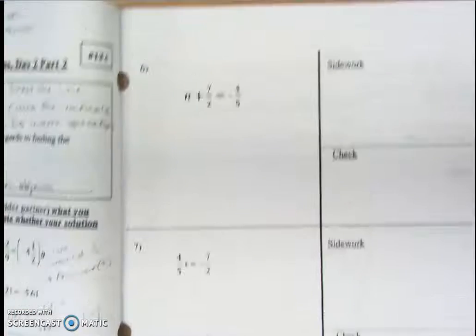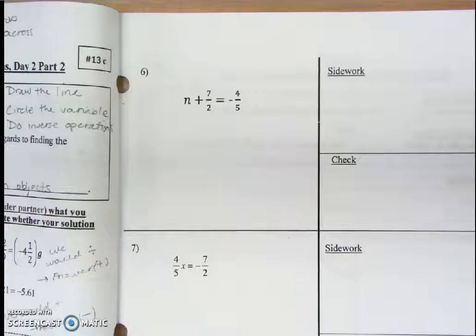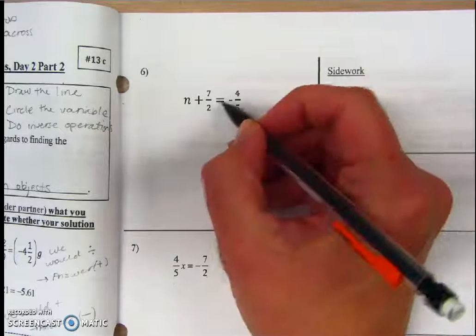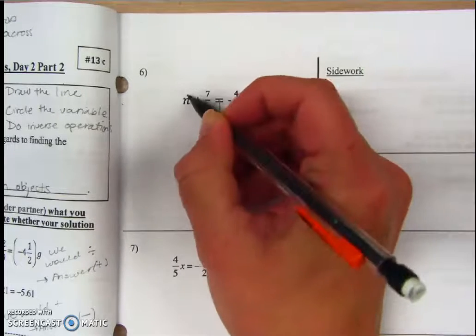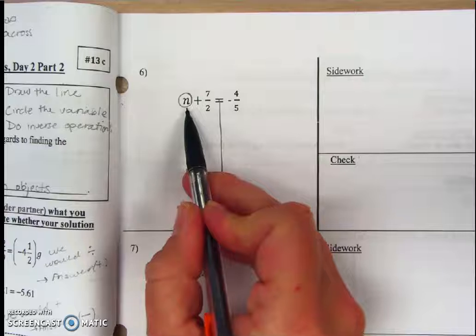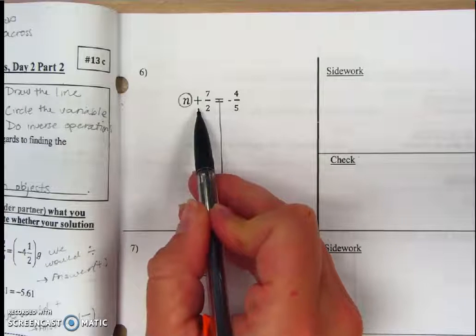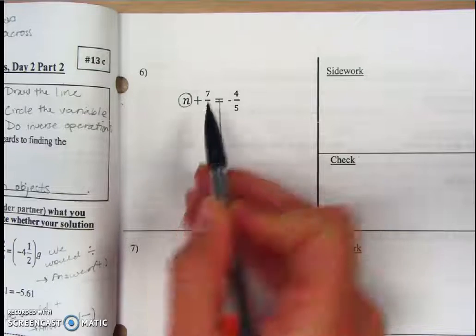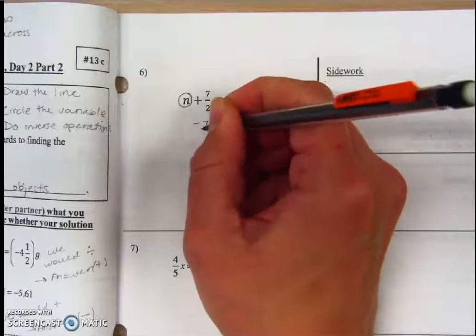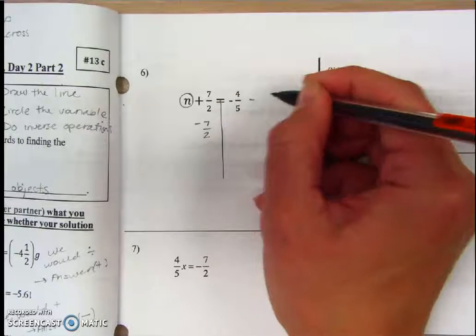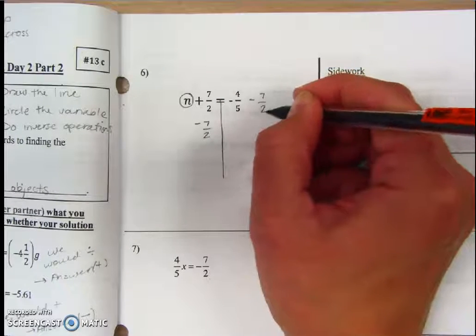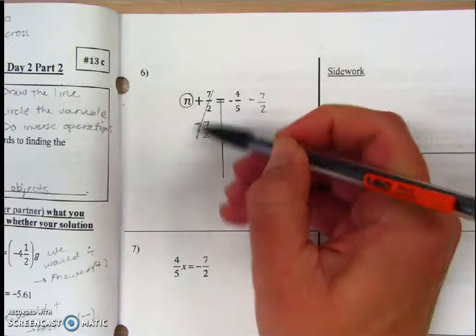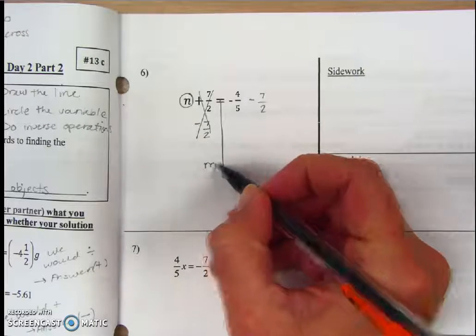Notice there's not as many examples with this one because fractions take a little longer. Adding and subtracting takes the longest. Draw the line. Circle the variable. What did they do to the N this time? This time they added 7/2. So to undo that, I will subtract 7/2. And this time I'll go ahead and write it to the side over here, minus 7/2. I know these two will cancel each other out because they're additive inverses.